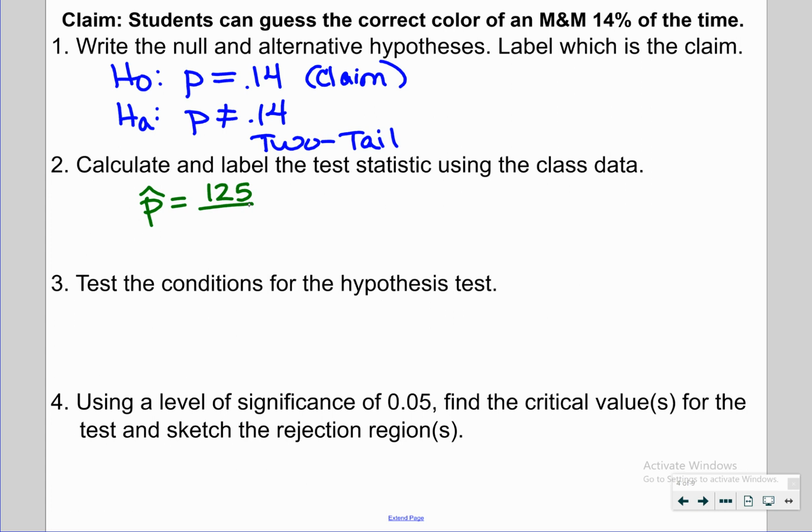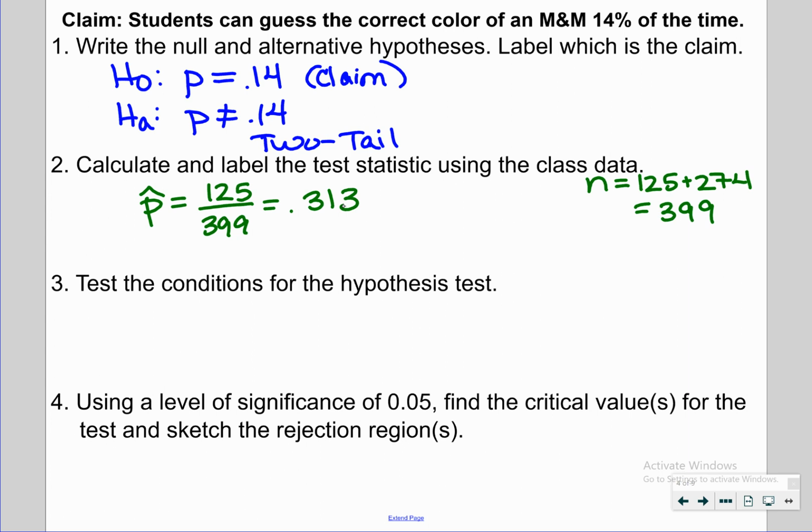So we need to add up the 125 and the 274 to get our N. 125, 274, 399. Oh, so close. All right, and then we divide. I'm going to give it 3 decimal places. 0.313. Okay, so you guys guessed correctly about 31% of the time.